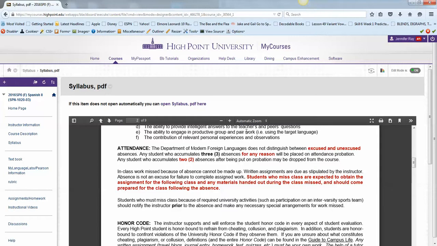Attendance, there's no distinction between excused and unexcused. If you get more than 3 absences, you'll be placed on attendance probation, and any student who accumulates 2 absences after being put on probation may be dropped from the course. In-class work missed because of an absence cannot be made up. Written assignments are due as stipulated by the instructor. Absence is not an excuse for failure to complete assigned work. Given that most of your work is going to be listed here and also in my language labs, even if you're not showing up to class, you should still be able to access your work.